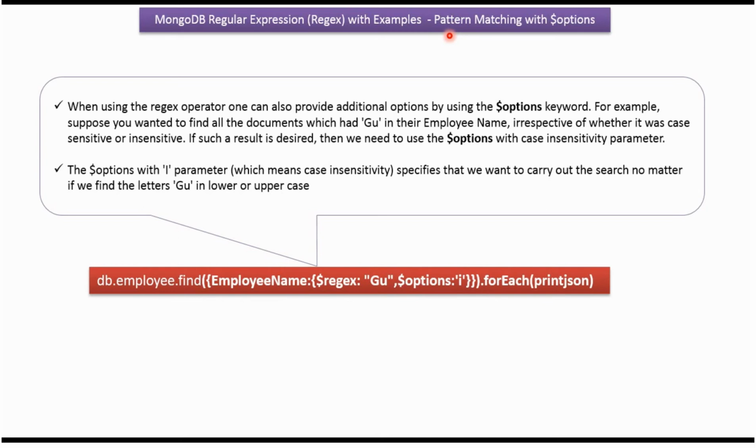In this video tutorial, I will explain MongoDB regular expression pattern matching with options. Suppose from the employee collection, I want to find all the documents where the employee name starts with GU. Whether it is uppercase or lowercase, I want to find all the documents. Then I have to pass options with the i parameter, which means case insensitive.